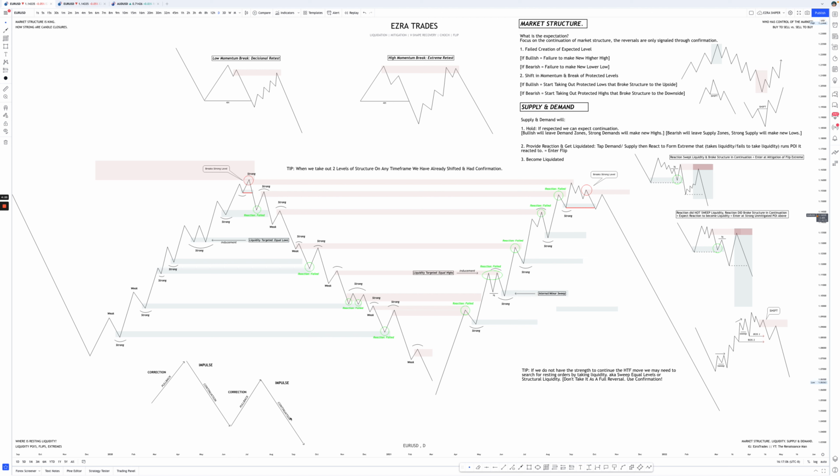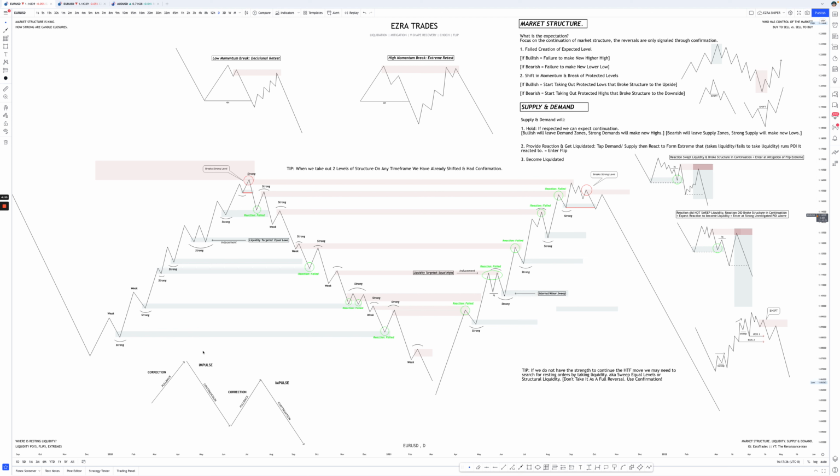After the pullback, we get the continuation. So the market is a conjunction of accumulations, distributions, corrective buildups of liquidity, impulsive takes of liquidity to further the higher time frame intentions, more pullbacks that are very corrective, and impulsive push to the downside, in this case, for continuation, or the opposite.